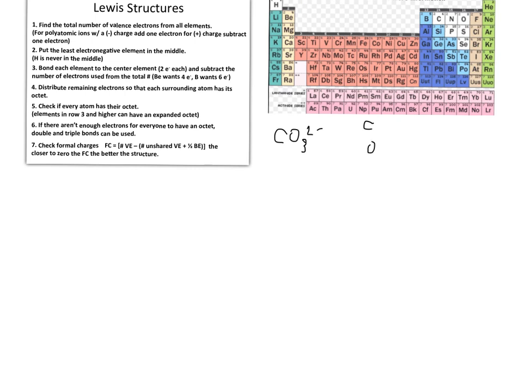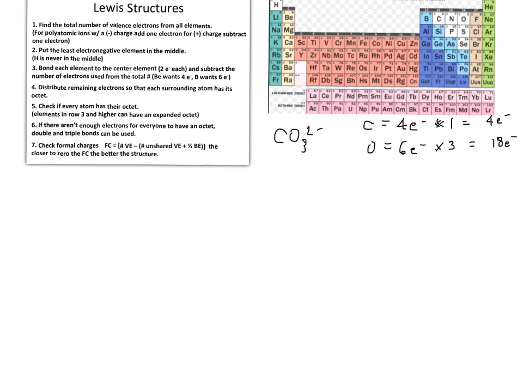Okay, so carbon and oxygen are the elements that are part of the molecular structure. Carbon has 4 valence electrons, as we figured out last time, and oxygen, if we count over, has a total of 6 valence electrons. Carbon, there's only one of them, so we're going to multiply its valence electrons by 1, and oxygen we're going to multiply by 3 because we have a subscript of 3. So we have 4 valence electrons coming from carbon and 18 coming from our oxygen.